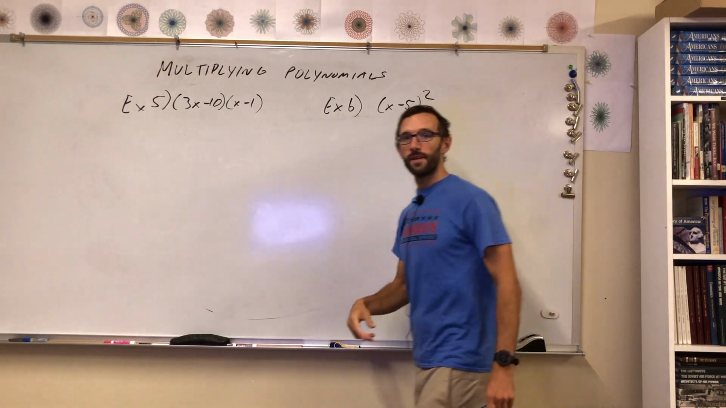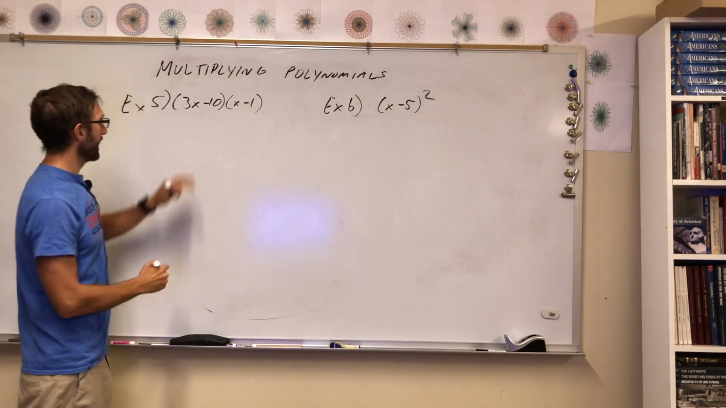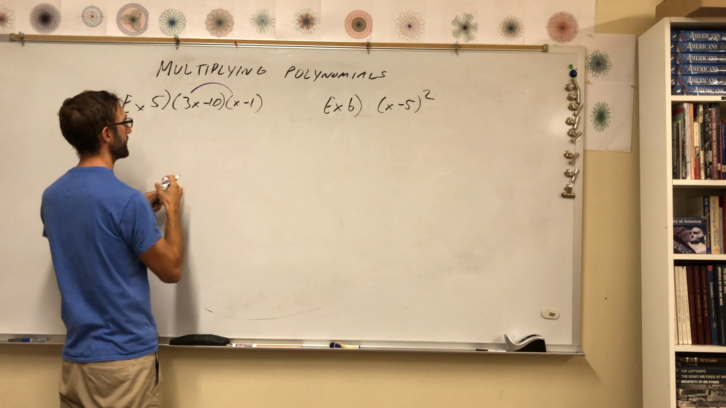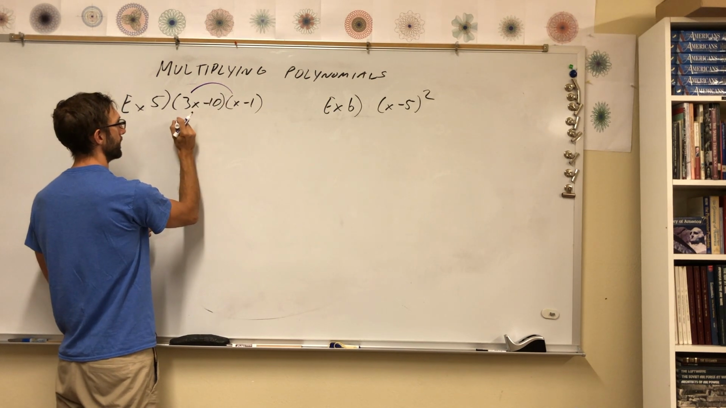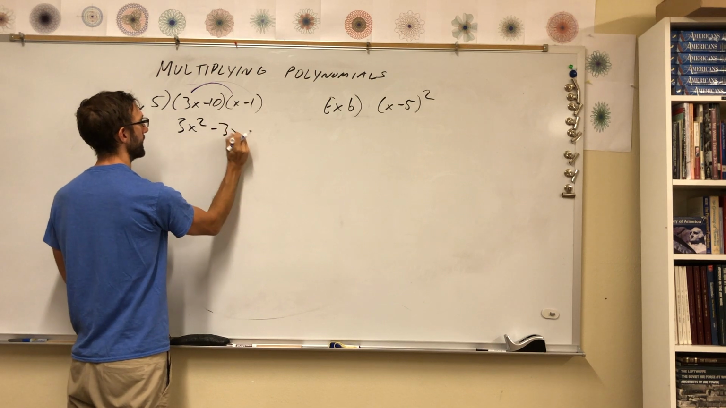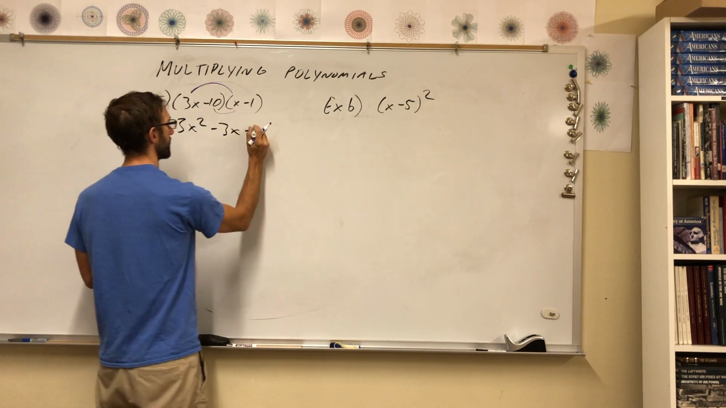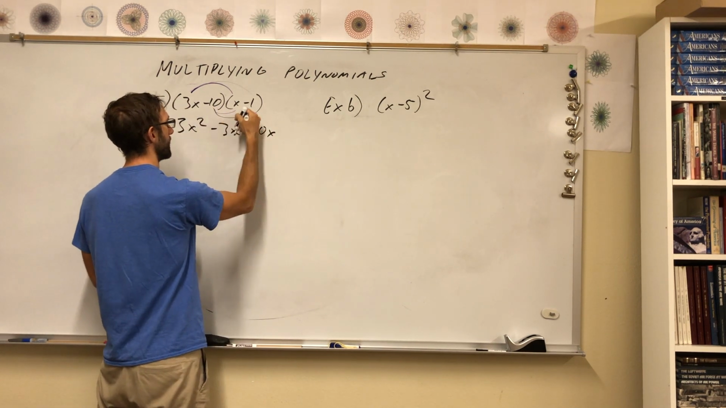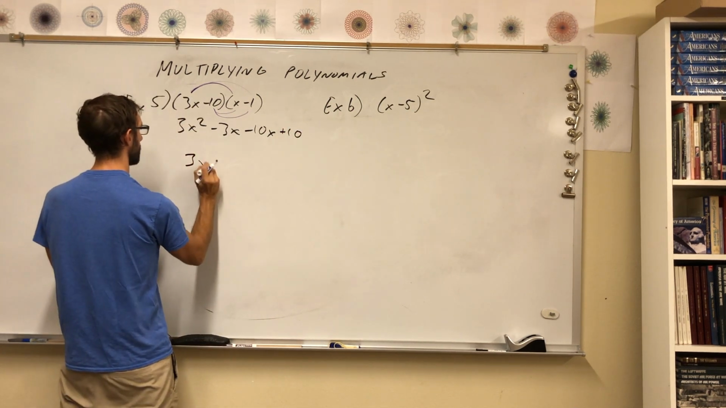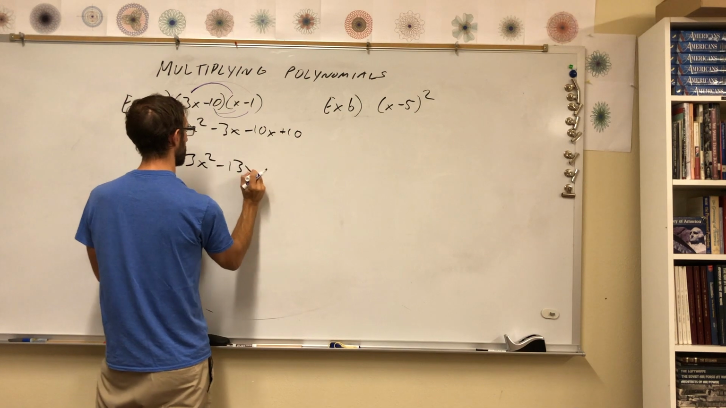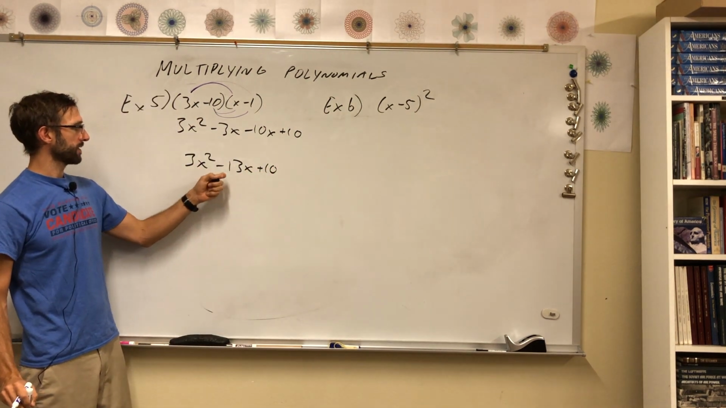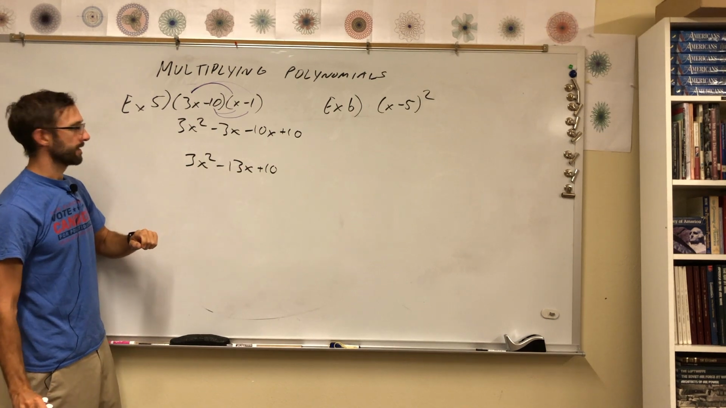All right, so let's go ahead and do this. Number 5, we're going to distribute each term across. So let's see, 3x times x is 3x squared. 3x times negative 1 is minus 3x. Negative 10 times x is minus 10x. Negative 10 times negative 1 is plus 10. Combine our like terms. All right, so there we go. 3x squared minus 13x plus 10. All right, there we go.